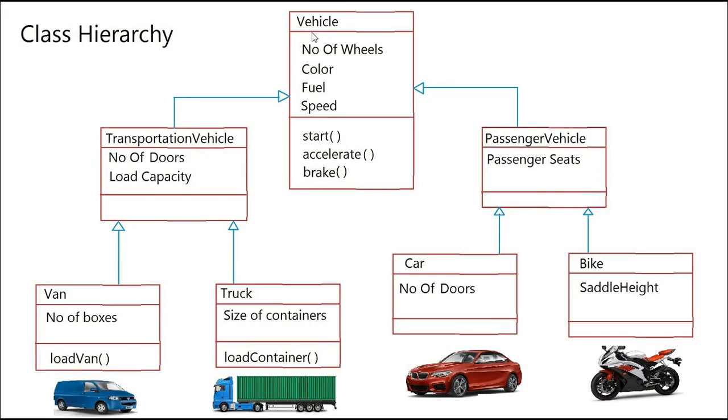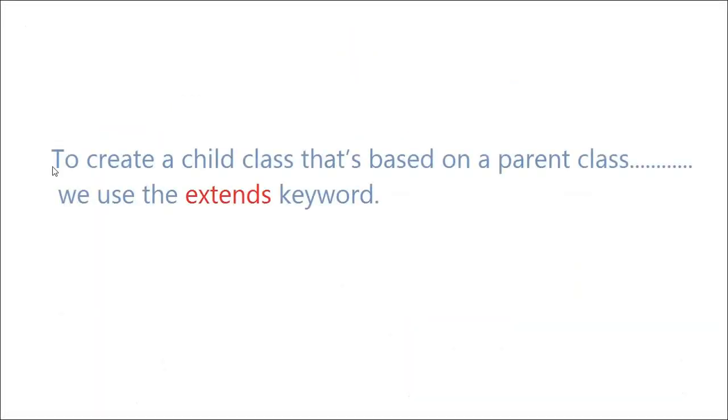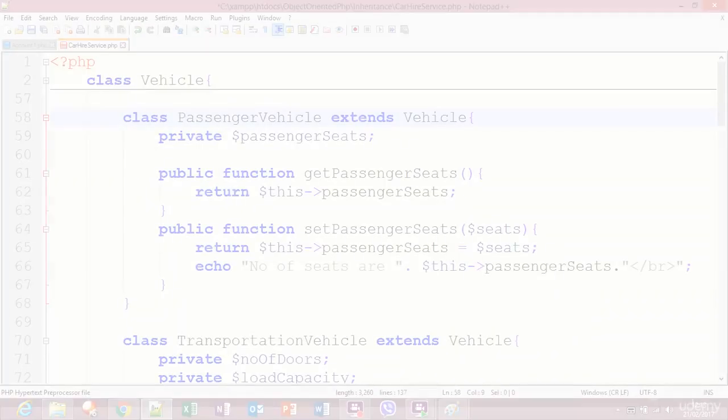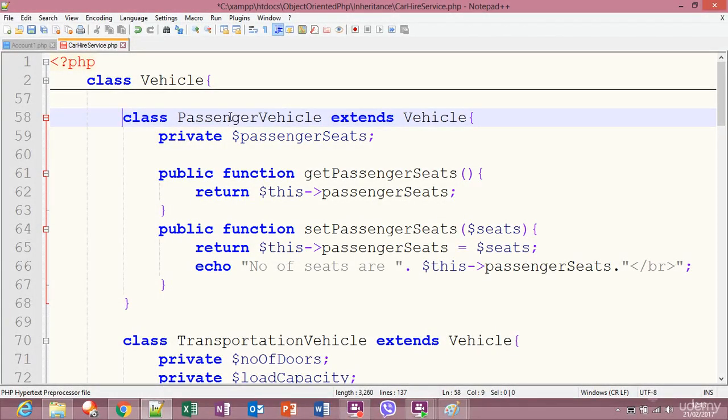Now in our class hierarchy, we have two child classes of vehicle class, transportation vehicle and passenger vehicle. To create a child class that is based on a parent class, we use the extends keyword. The second class is passenger vehicle class, which is a subclass of vehicle. So here we will use extends keyword. Passenger vehicle extends vehicle means now this class is officially the child class of vehicle class. Here we have defined one property, passenger seats, and public methods to get and set this property.